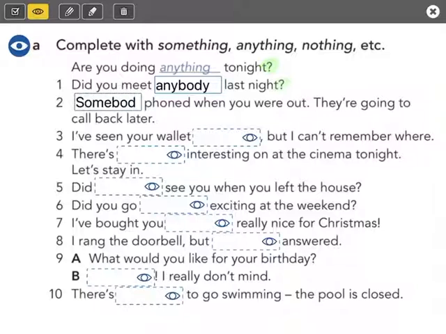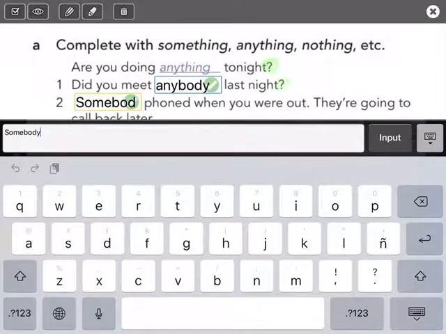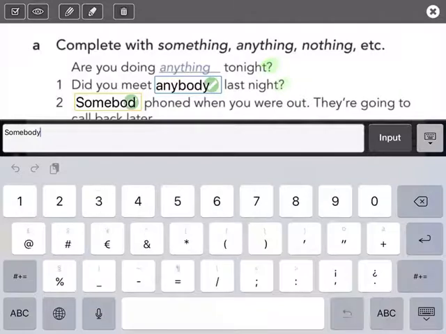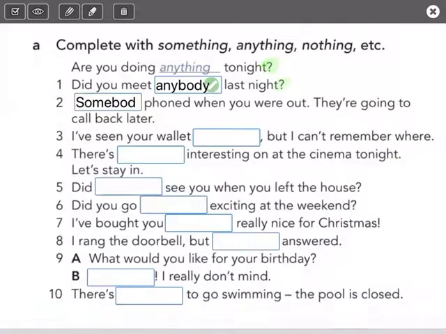Somebody phoned when you were out. Excuse me, somebody. Of course, if you have put someone, of course, we will accept someone. Somebody or someone, no? So we have somebody or someone phoned when you were out. They're going to call back later. Pues alguien llamó. No sé quién, pero alguien. Very nice. What about number 3?